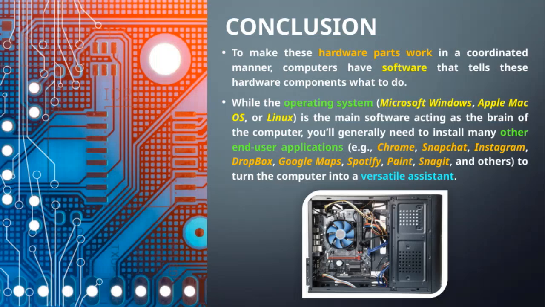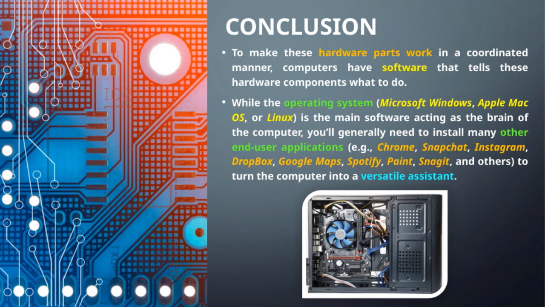So, to wrap things up, let's talk about how all these hardware parts work together smoothly. The key is software, which essentially acts as the instructions that tell each hardware component what to do. Think of it as the language that helps everything communicate effectively. The main software you'll usually hear about is the operating system, like Microsoft Windows, Apple Mac OS, or Linux. This is really the brain of the computer. It manages all the hardware and provides the foundation for everything else to work.